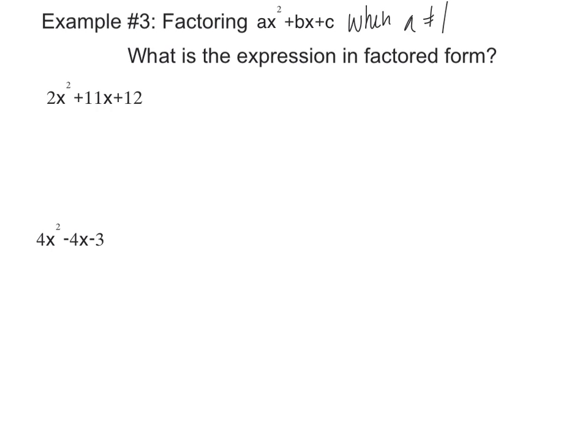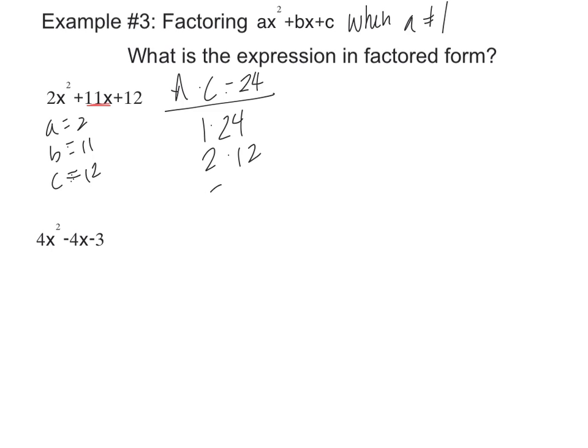is the AC method. Remember in the beginning I told you guys to identify A, B, and C. So A is 2, B is 11, C is 12. After we identify those three, we're going to multiply A times C. A times C here is going to give us 24, and then we write our factors, hoping to get 11. So here we go. 1 and 24, 2 and 12, 3 and 8, 4 and 6. The factors that will give us 11 are 3 and 8.